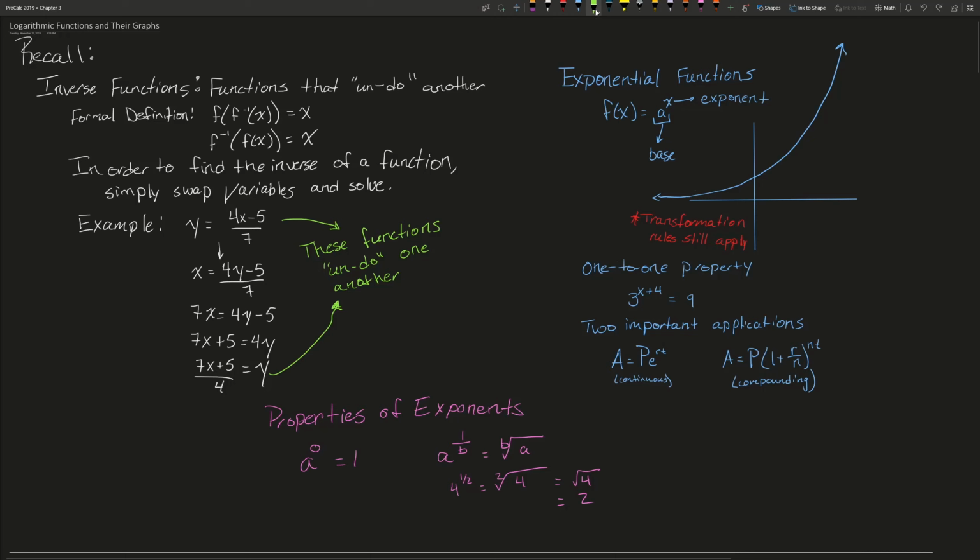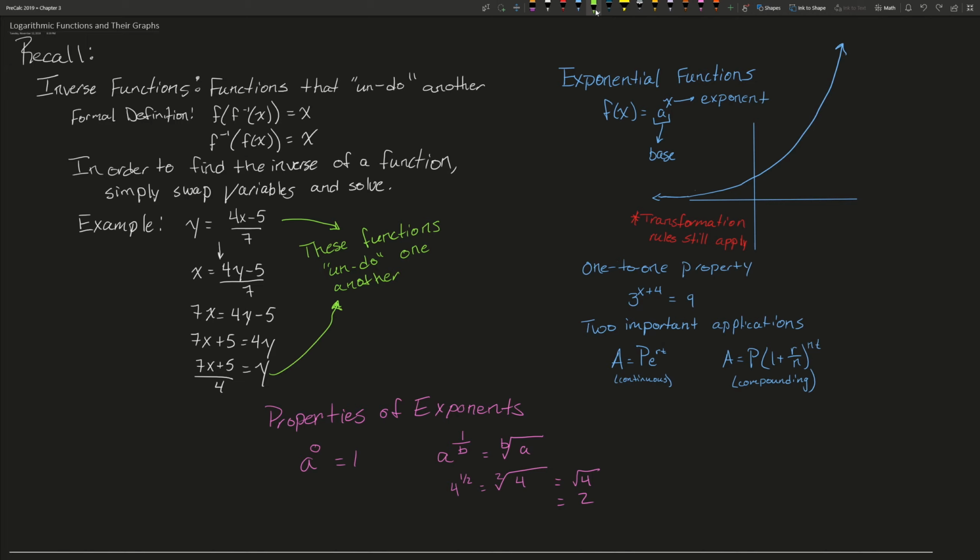In this video, we will be talking about logarithmic functions and their graphs. Before we get to that, there are a couple of things we need to recall. The first are inverse functions, which is what we went over during the first chapter. Very basically, an inverse function is something that undoes its original.